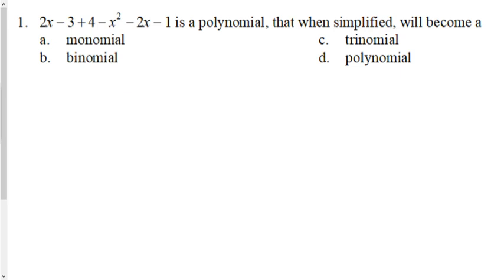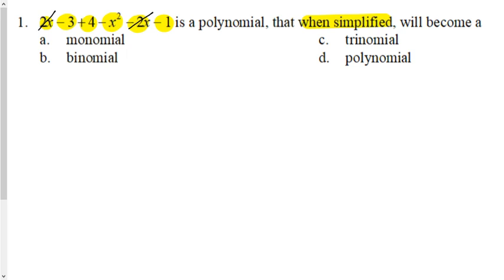The first question gives us a six-term polynomial, and it says, when simplified, what will this become? What we have to really understand here is that we have to gather like terms. If I combine those two x's with these two negative x's, that's going to make an algebraic zero pair, and therefore it'll become zero.